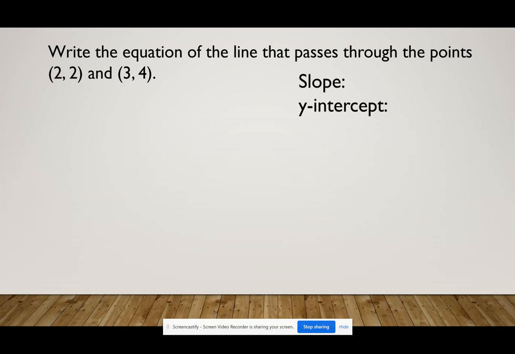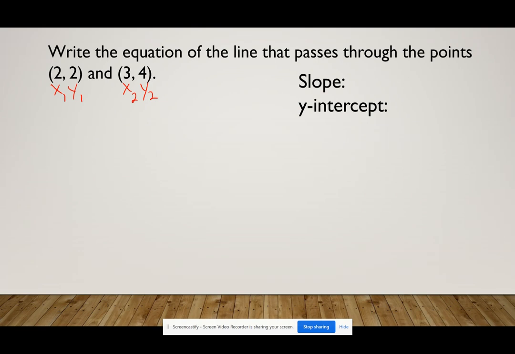When we talk about ordered pairs, every ordered pair has an X and a Y. So go ahead and give them an X and a Y. Now (2, 2) is our first point, so they're going to get ones with them: X1 and Y1. (3, 4) is my second point, so they're going to get twos: X2 and Y2. So now we have to figure out what the slope and the y-intercept are.